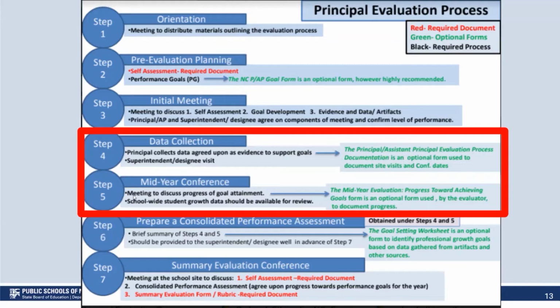We're also going to take a look at step 5, which is your mid-year conference. The mid-year conference is a meeting to discuss the progress of the goal attainments. Whatever the principal has set as goals, you're going to discuss the progress of meeting that goal. You should also be discussing and reviewing your school-wide student growth data. In the green, there are some optional forms to help with this. There's the progress toward achieving goals form, an optional form to be used by the evaluator to document the progress of the goals.